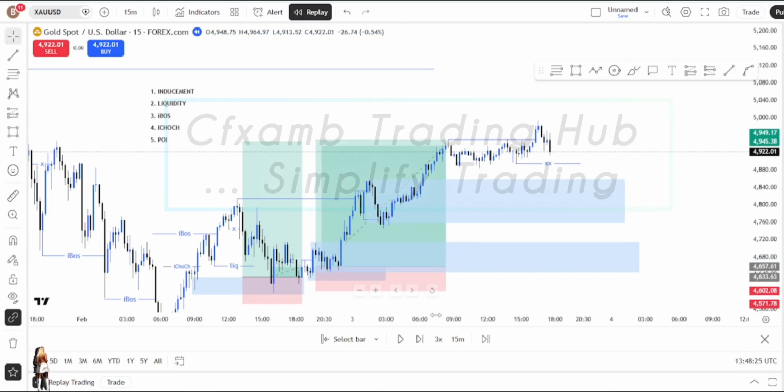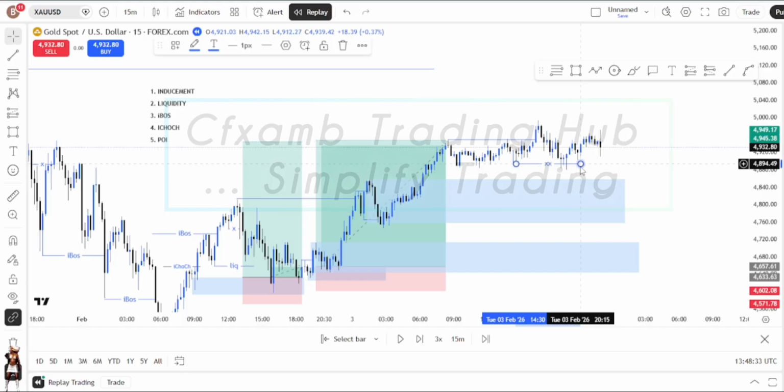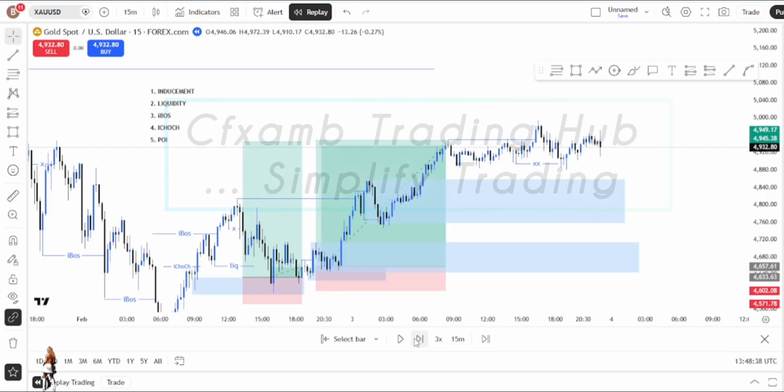So let's see what the market is going to give us if we are to continue buying. Right now, the market has taken out our inducement and fails to mitigate our POI. Let's continue.